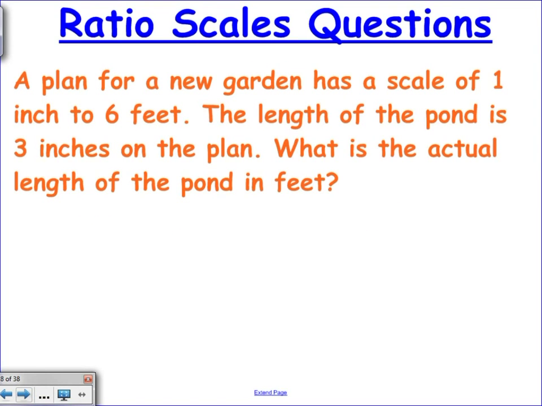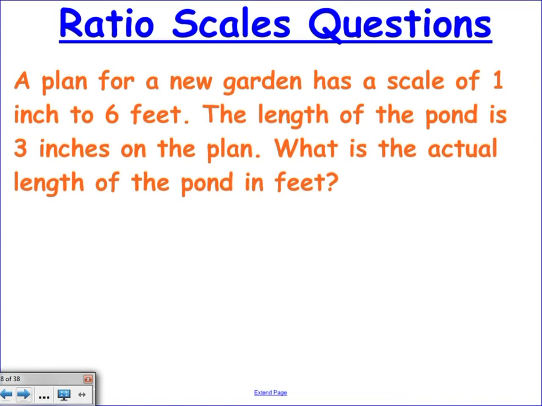Scale drawings are also a ratio. Okay? Here's one for you to do. A plan for a new garden has a scale of 1 inch to 6 feet. The length of the pond is 3 inches on the plan. What is the actual length of the pond in feet?